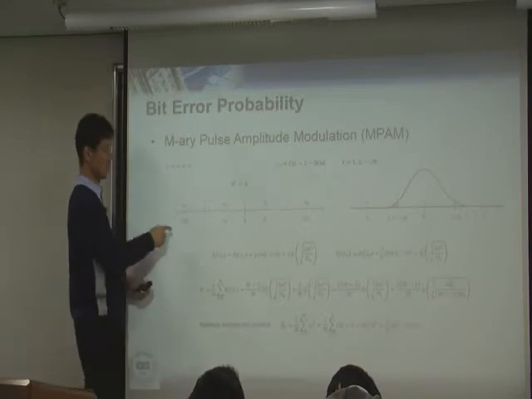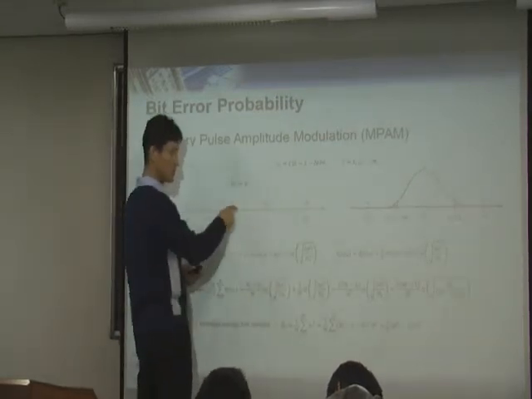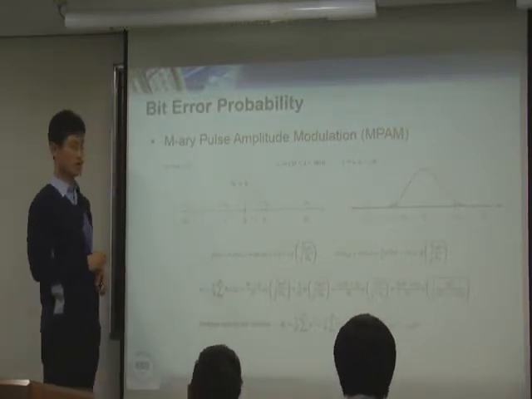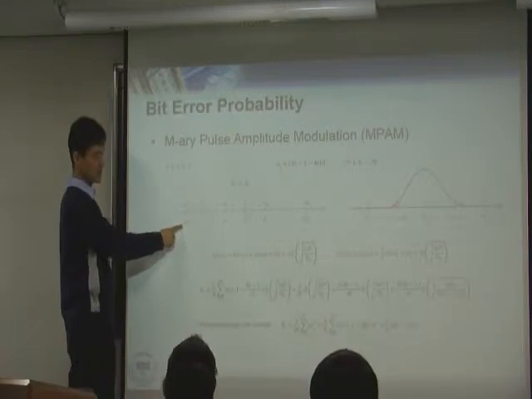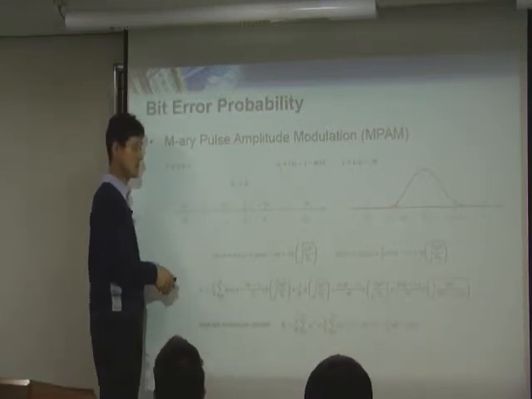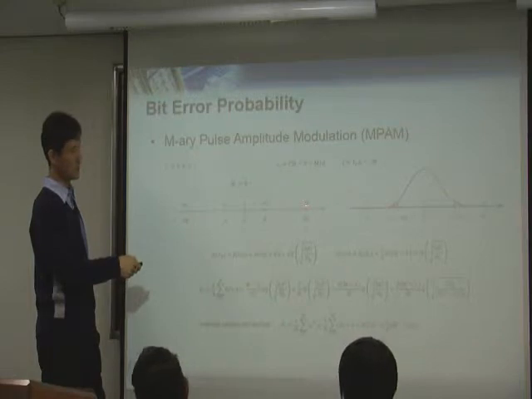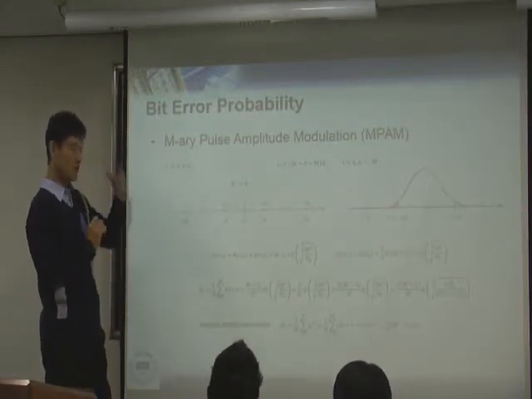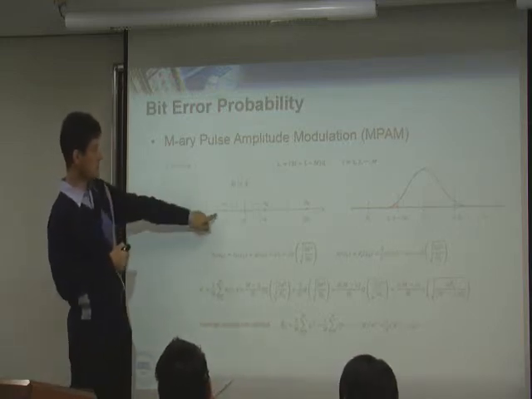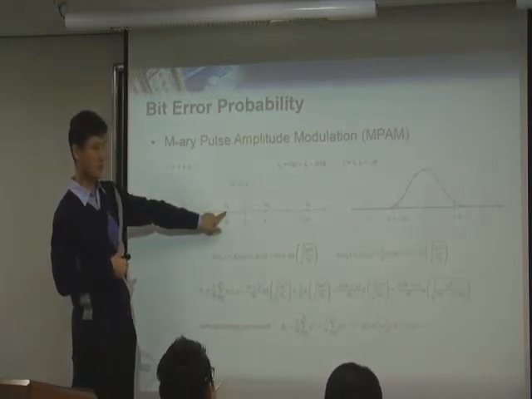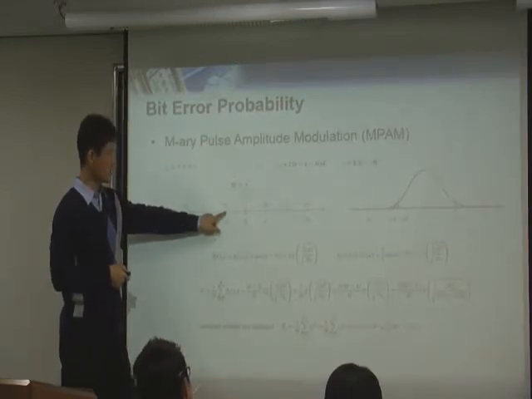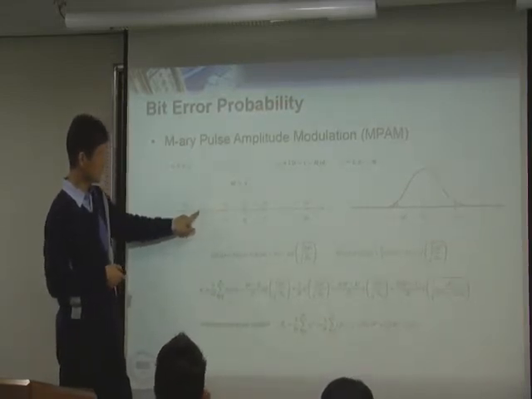In that case, we are thinking about 4 symbols like this, and each symbol has a different amplitude. S1 has amplitude of minus 3D. S2 has the amplitude of minus D. S3 is D, S4 is 3D. We have 4 different symbols. Now let's think about the error probability. Let's say you transmit this symbol, okay? And let's think about the error case. If you transmit this symbol, it can be an error if you received this point, right?